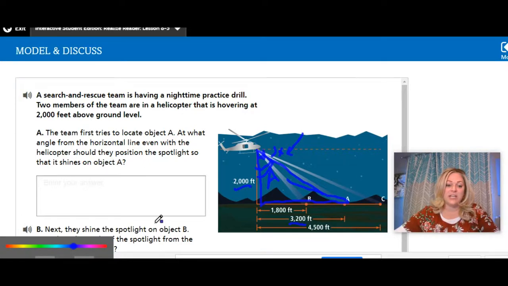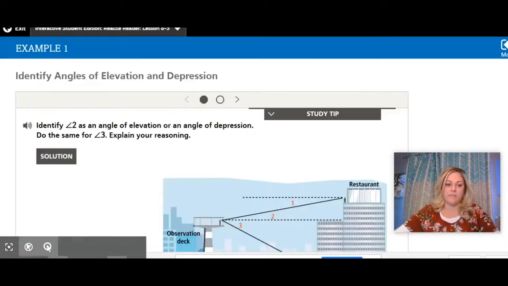Next, they shine the spotlight on object B, and you're going to solve something similar to what we just did. Example 1 is the critical stuff everyone has to know. Whatever geometry class you're in, you need to know this. This is angles of elevation and angle of depression.